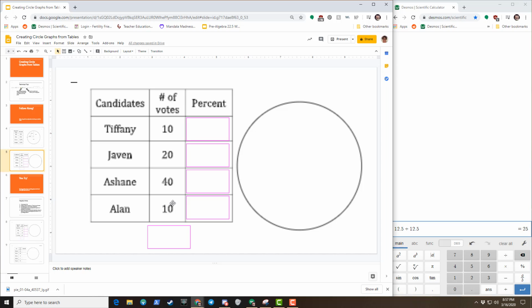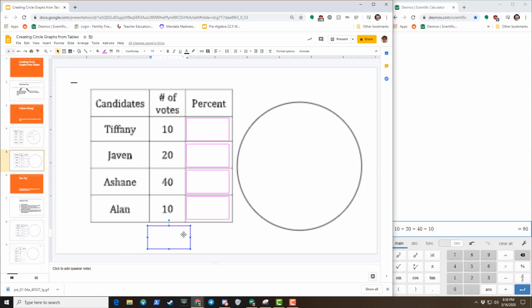Now in order to make our circle graph, we have to turn each of these rows into a percent. The first step to doing that is finding the total number of votes. And since it's a total, we do that with adding. So we're going to use Desmos, and we're going to add 10 plus 20 plus 40 plus 10, and we know that there are 80 total votes.